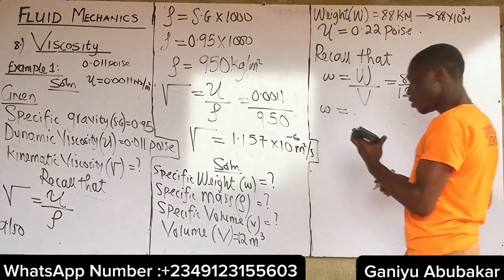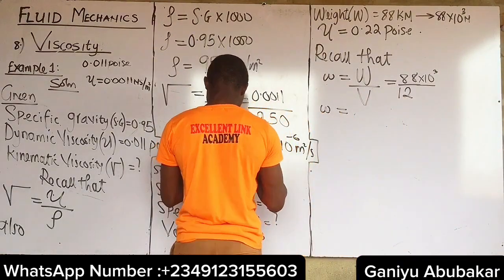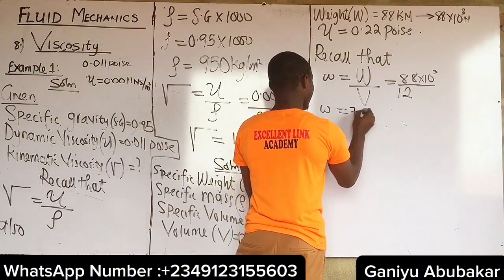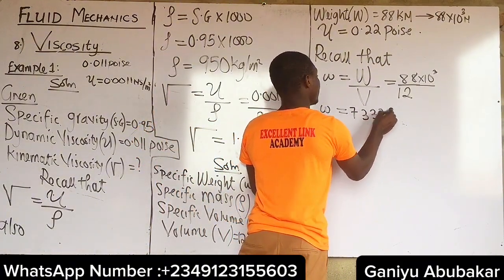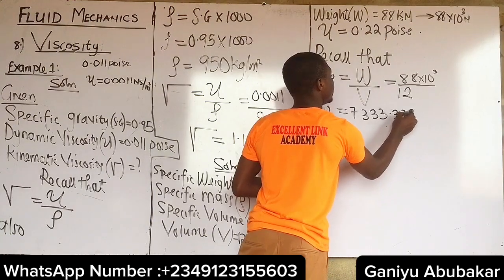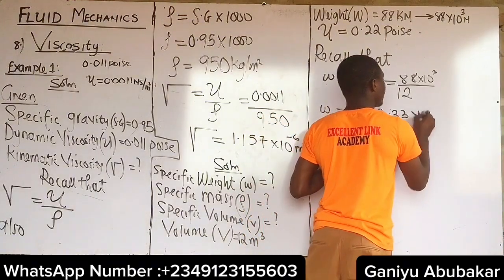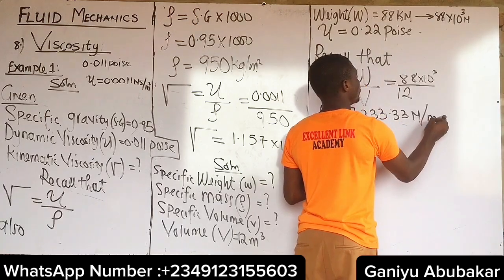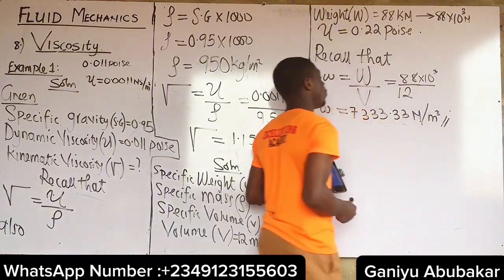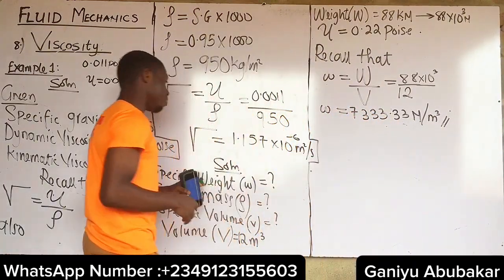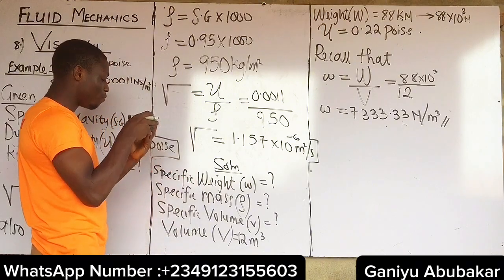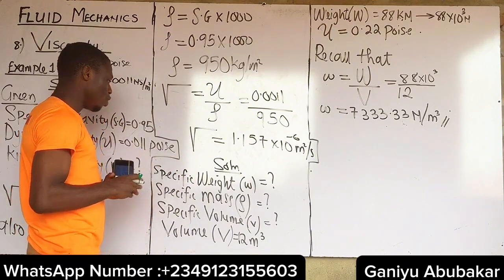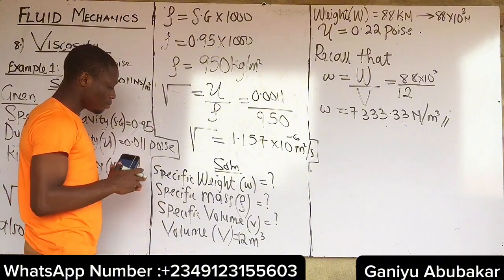Divide this one here. My specific weight, small w, will be equal to 7333.33 Newton per meter cube as my SI unit for specific weight, as we said in the last class. That's my value for my specific weight. Alright, let's get specific mass.